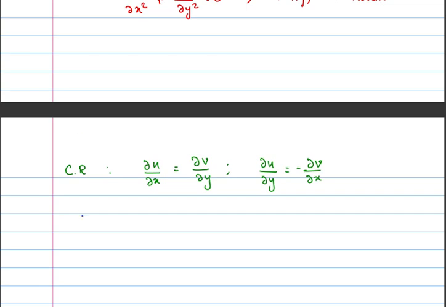So we can copy. So ∂u/∂x equals e^(-x) sin y minus e^(-x) x sin y plus e^(-x) y cos y. This, from the CR equation, is equal to ∂v/∂y.